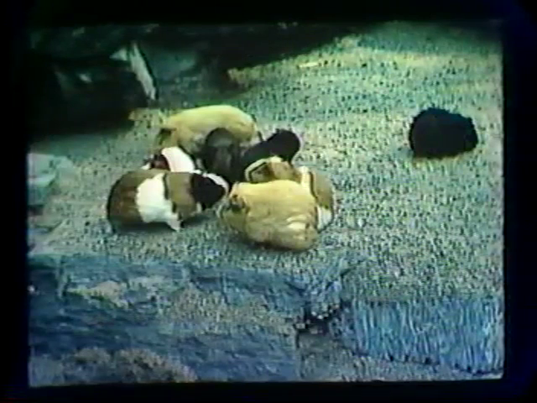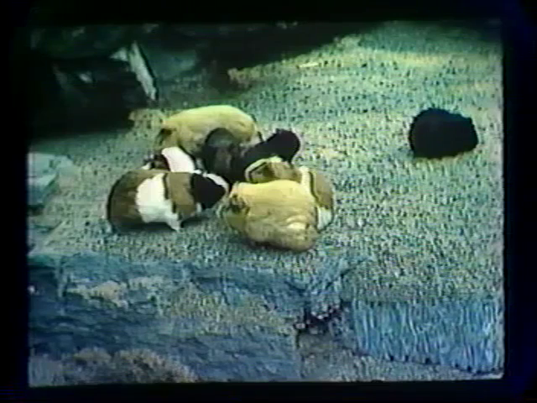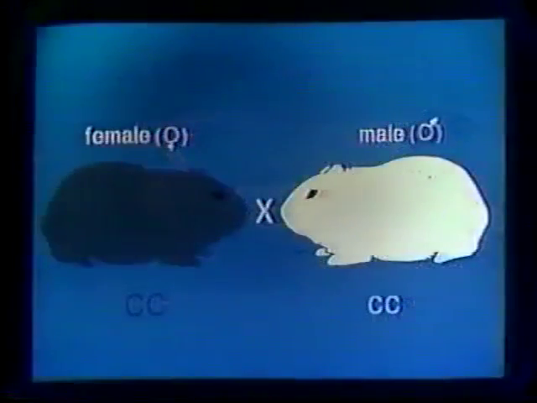Two of the coat colors in guinea pigs are controlled by a single pair of genes, or alleles. The gene for black is dominant, and the gene for white is recessive. Suppose a female with a black coat is mated with a white male. Suppose also that both the male and the female are homozygous. That is, the female carries 2 dominant genes for color, here labeled with the capital letters CC, and the male carries 2 recessive genes for color, here labeled with the small letters cc.